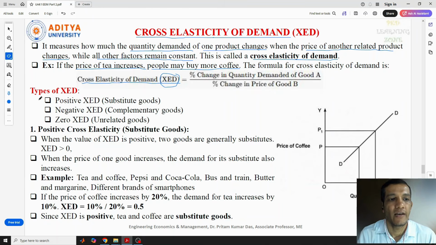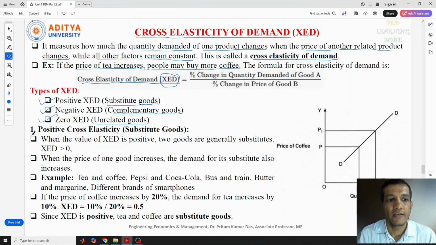The first one is positive XED, or positive cross elasticity of demand, also known as substitute goods. The second one is negative XED, also known as complementary goods. And the third one is zero XED, or unrelated goods. We'll discuss one by one.